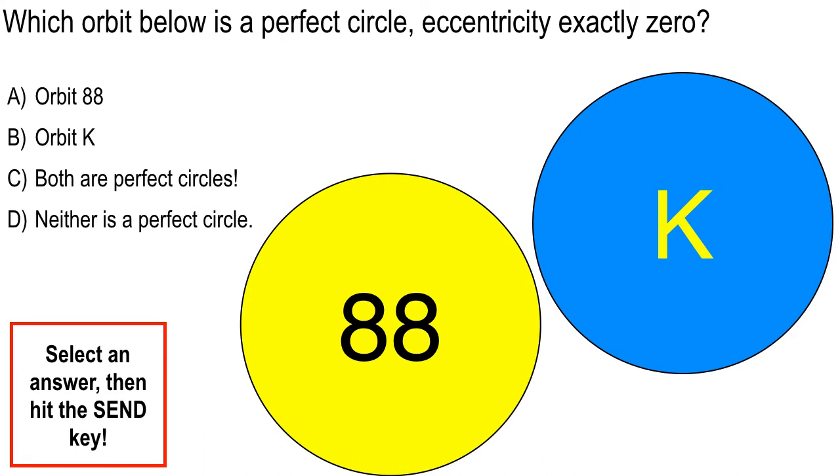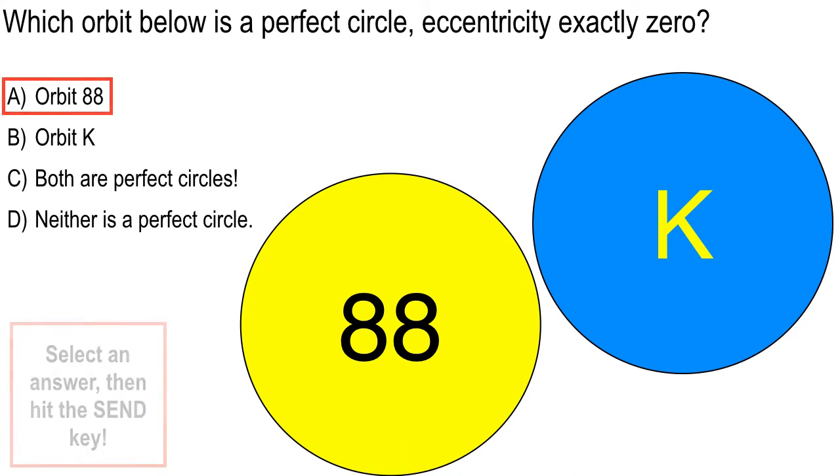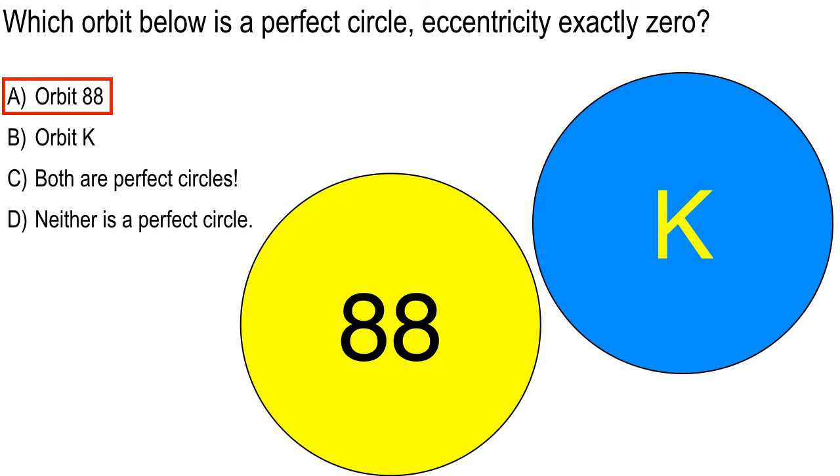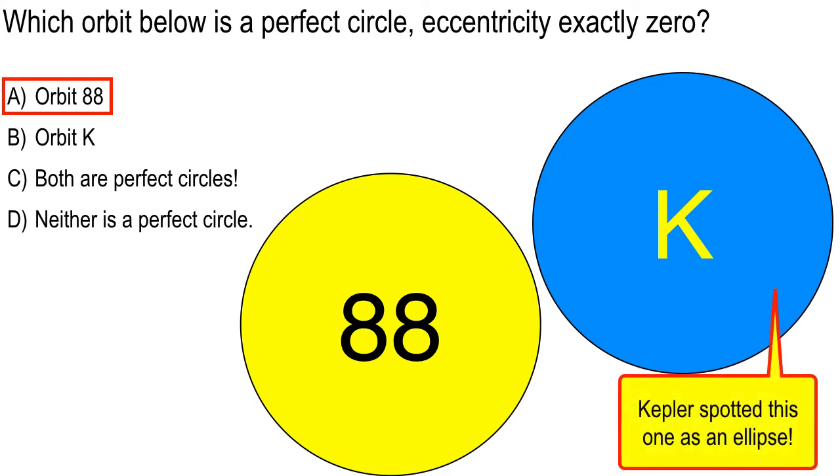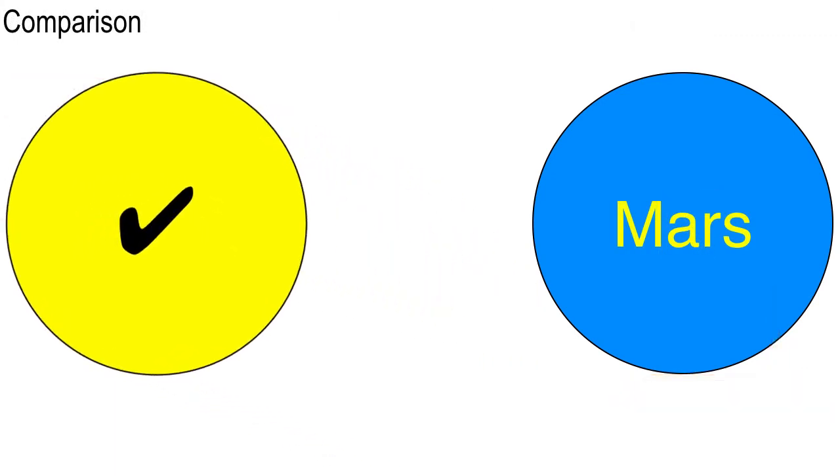The most popular was D. Neither of them is a perfect circle. Well, let's see which is the correct answer here. More people voted for D, but you know what? It's A. Who voted for A? Raise your hand. Genius time. Or either that or luck. But anyways, Orbit 88. Orbit K is actually the one that Kepler spotted as an ellipse for Mars, K for Kepler. So let's take a look at these.